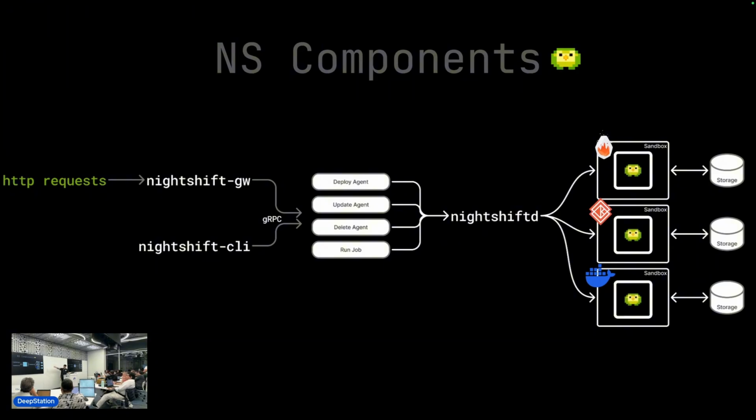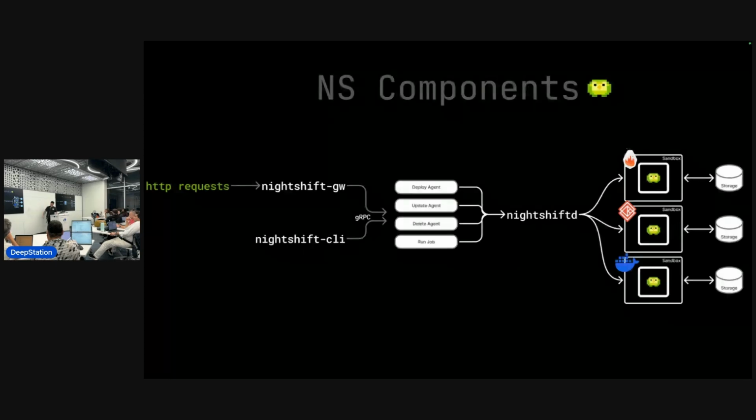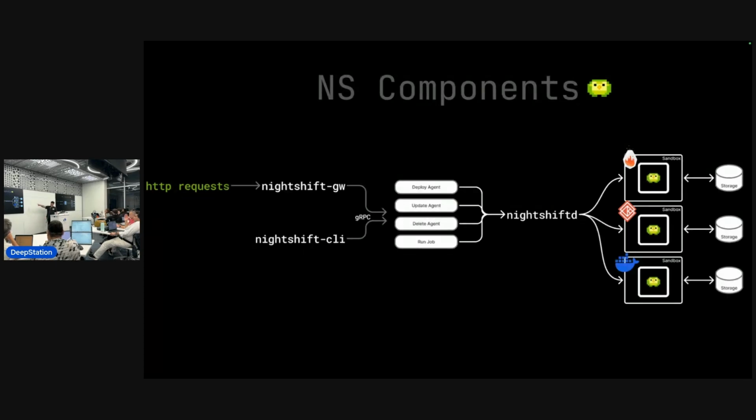So HTTP requests come into Nightshift Gateway. There's 2 ways to communicate with Nightshift Daemon, through the Nightshift Gateway or through the CLI. The communication beyond the Nightshift Gateway and the Nightshift CLI is all done with gRPC. It communicates to Nightshift Daemon, and then Nightshift.